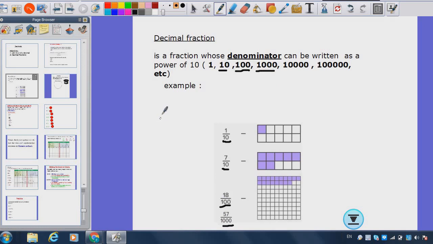Suppose that I have 3 over 7. The denominator here is 7, which is not a power of 10. As you notice, it's not in the list here, and it can't be a power of 10. I do not have any number multiplied or divided by 7 that will give me a power of 10 number. So 3 over 7 is not a decimal fraction.